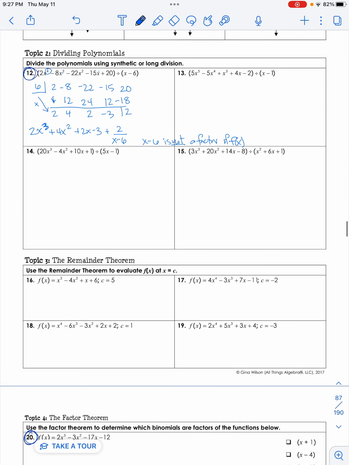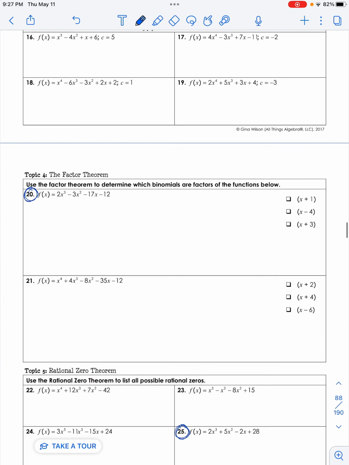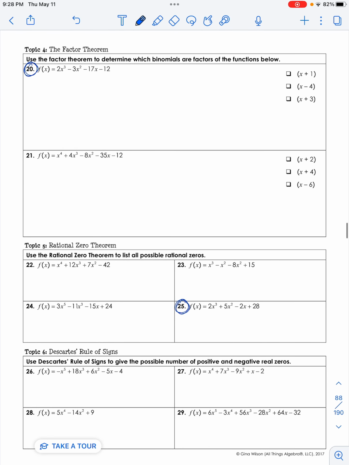Okay, as we move on here to number 20, I ask you to use the factor theorem to determine which binomials are factors of the function below. So I could use x equals -1, x equals +4, and x equals -3. Let's just go down the line. -1, we're checking to see if that is a factor of this polynomial f of x. 2 comes down, and then I'm doing multiplication diagonally, and I'm adding. That would be -6. That would be +6 here.